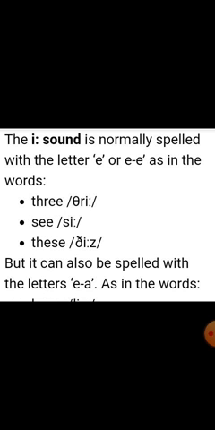The E sound is normally spelled with the letter E or double E, as in the words tree, three, see, these. But it can also be spelled with the letters EA sounding E.